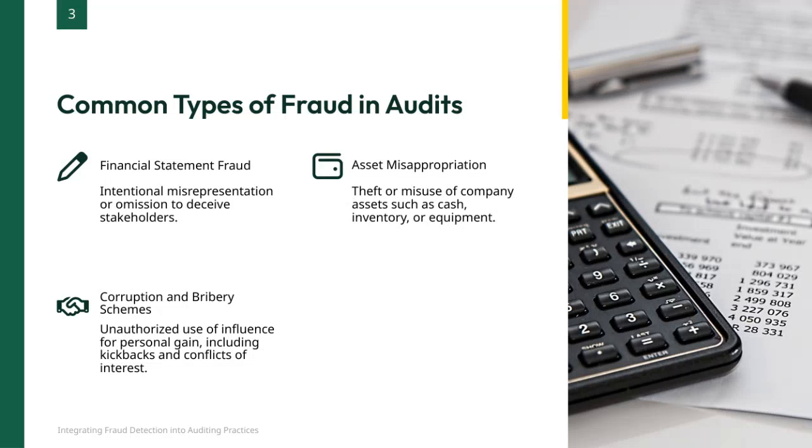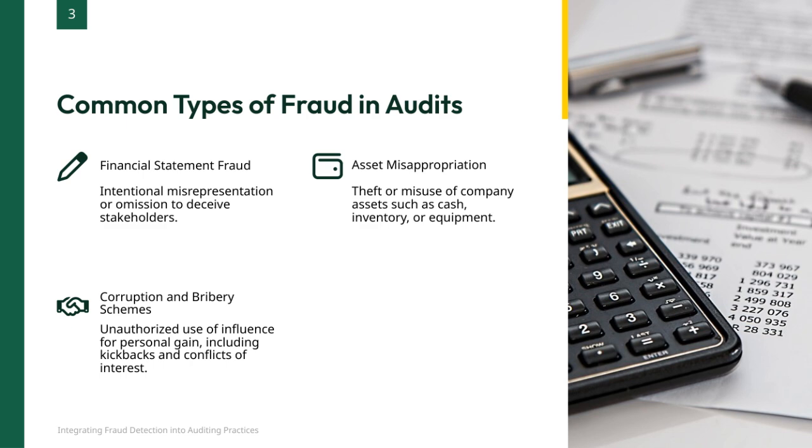Let's take a closer look at some common types of fraud that auditors often encounter. First, we have financial statement fraud. This involves deliberately misstating or omitting information in the financial reports to mislead stakeholders, which can seriously distort the true financial position of the company.